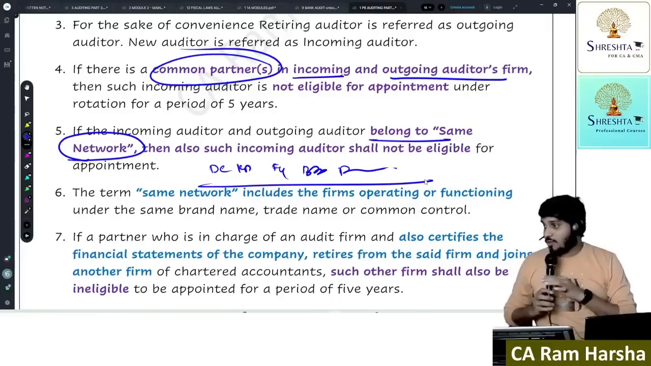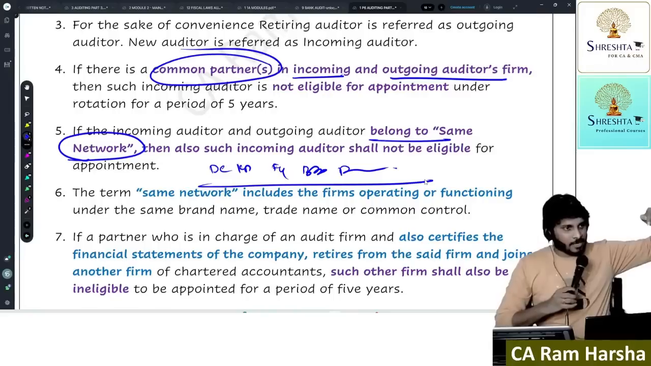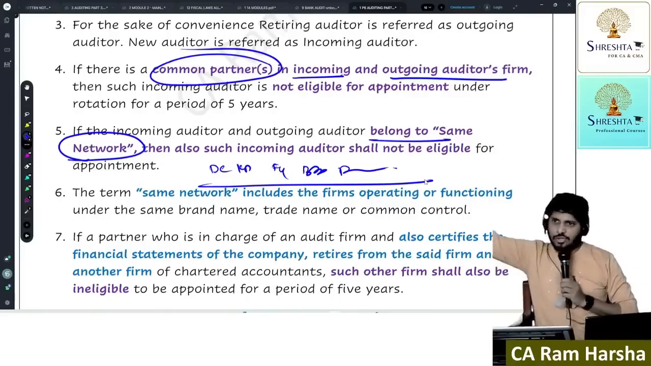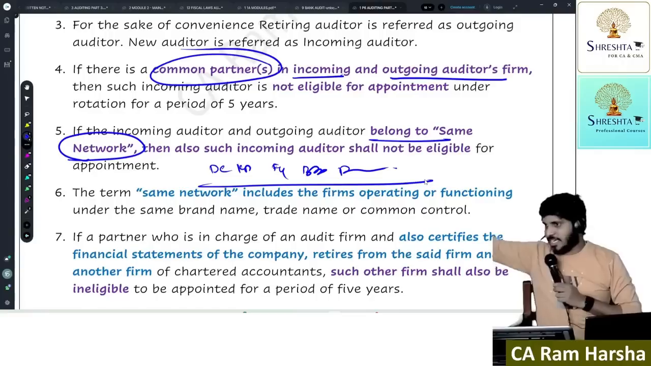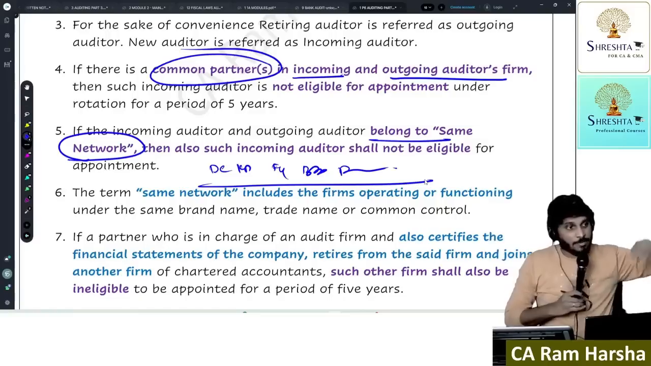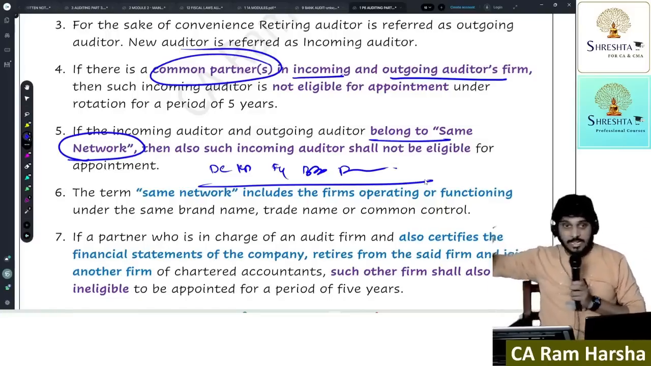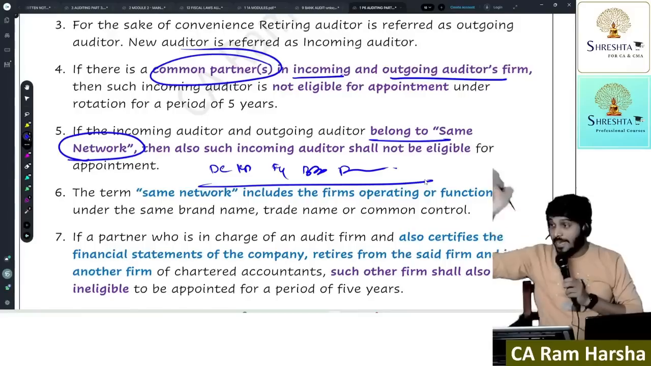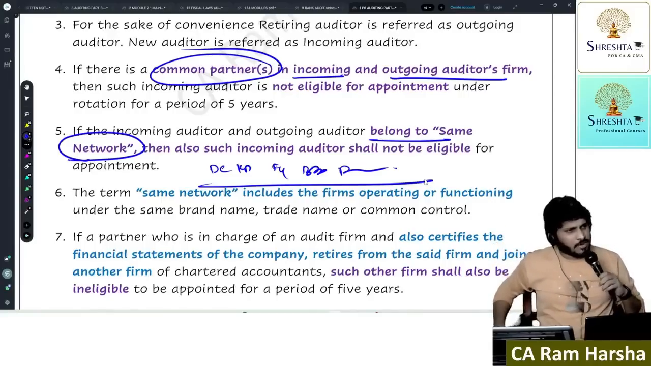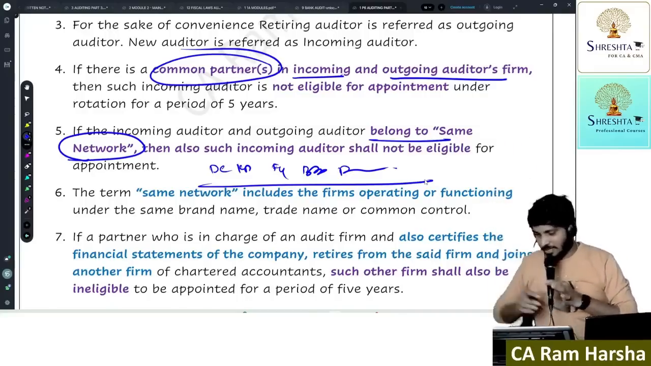Now, what does network mean? It's a brand name. The actual firm is different. ABC & Co is a Deloitte firm. DEF & Co is also a Deloitte firm. DHI & Co is also a Deloitte firm. ABC & Co completed 10 years in one company, 2 terms. Now, can I appoint DEF & Co, which is also a Deloitte network firm? No. The network itself should change. Sir, what is a network, how is it formed? All that you have in the CA Final ethics chapter. Now, it is not required.